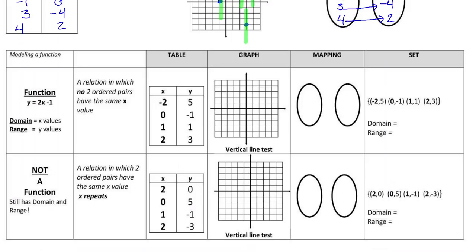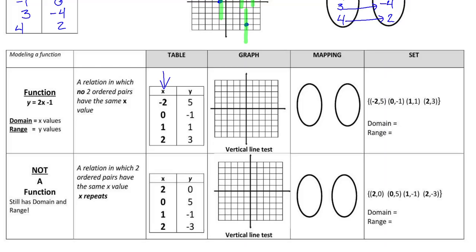So the first one we're going to look at is a function. You can see that it has an equation, it has a domain, which is all the x values, a range, which is all the y's. It says a relation in which no two ordered pairs have the same x value, so there's no cheaters. So if I look at all the x values, I have nothing repeating, so that it is a function.